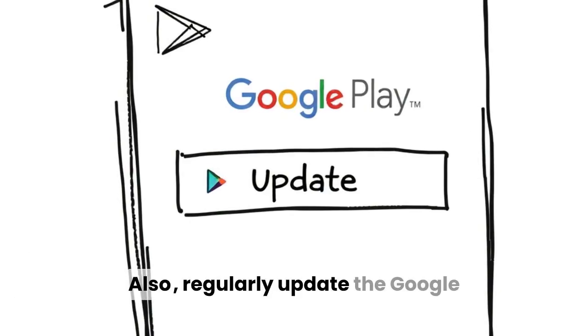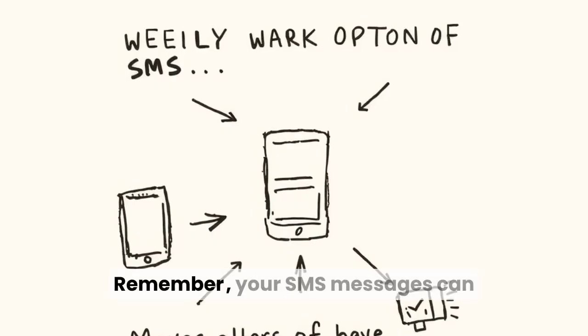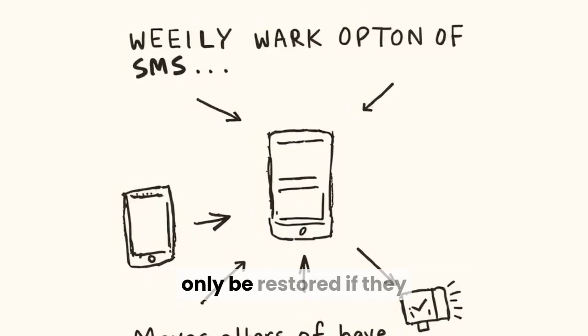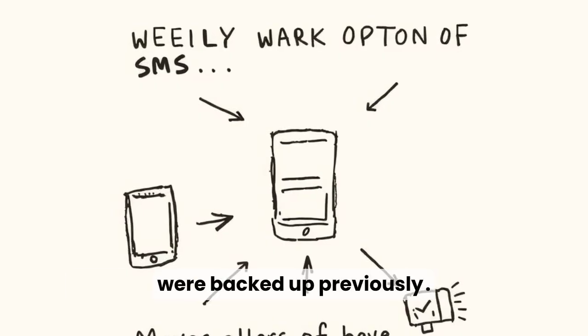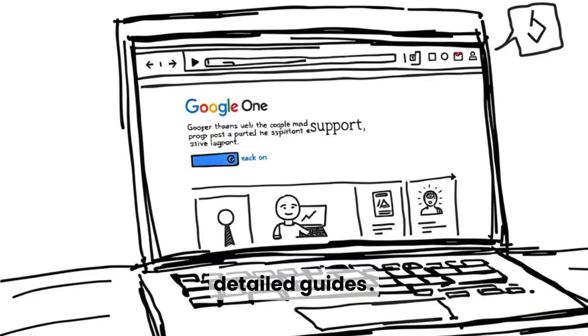Also, regularly update the Google One app to benefit from the latest features and fixes. Remember, your SMS messages can only be restored if they were backed up previously. For more help, visit the Google One support page for detailed guides.